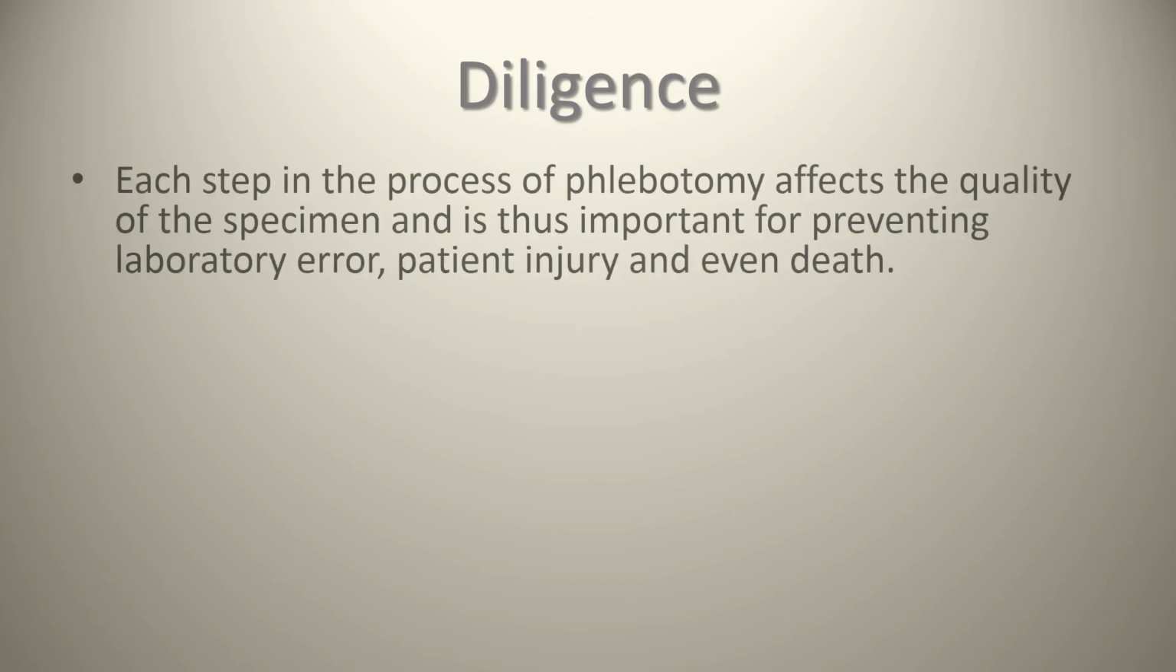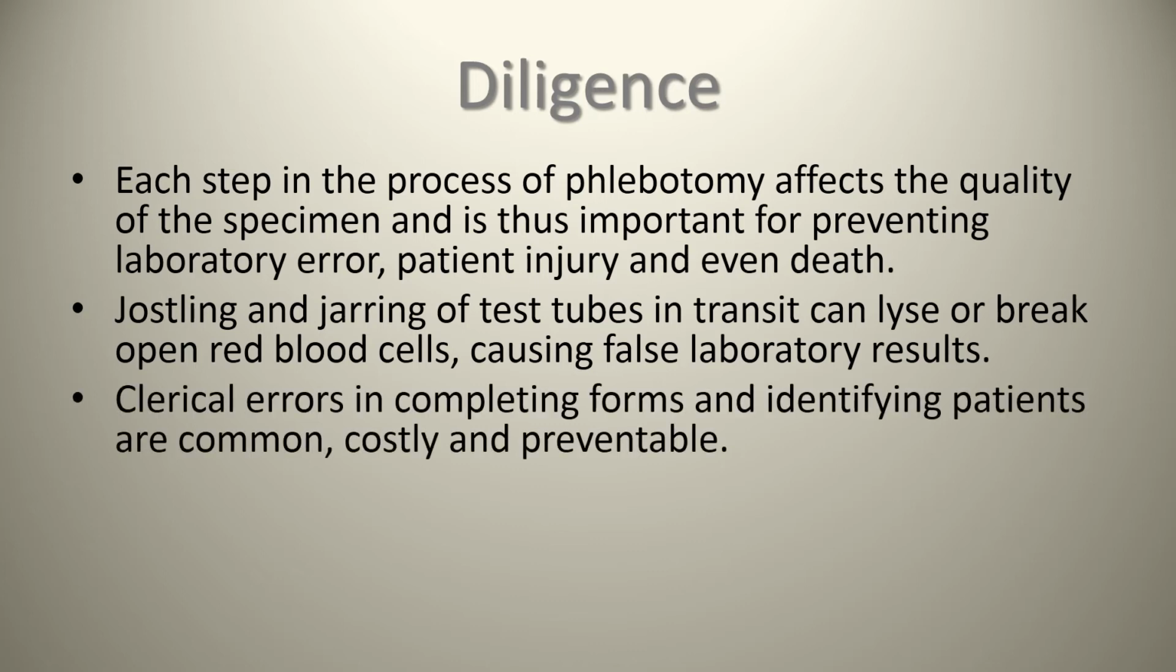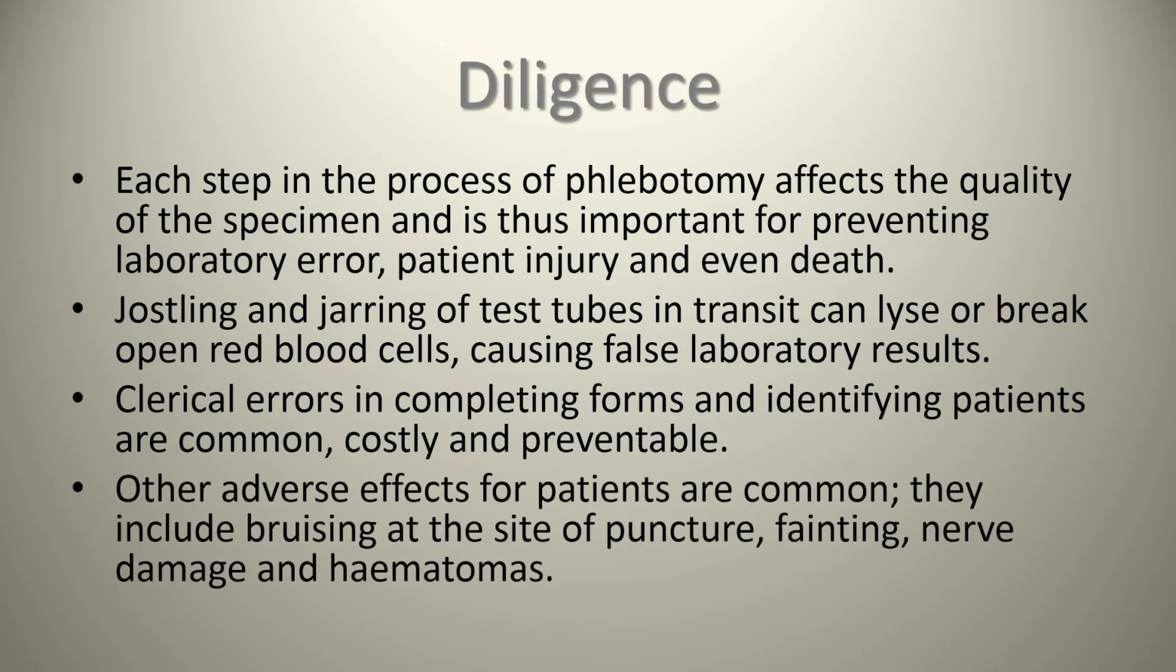Diligence. Each step of the process affects the quality of the specimen, and thus it's important for preventing lab error, patient injury, and even death. Jostling and jarring of test tubes in transit can lyse and break open red cells, causing false lab results. Clerical errors in completing forms and identifying patients are common, costly, and preventable. Other adverse effects for patients are common. They include bruising at the site of puncture, fainting, nerve damage, and hematomas.